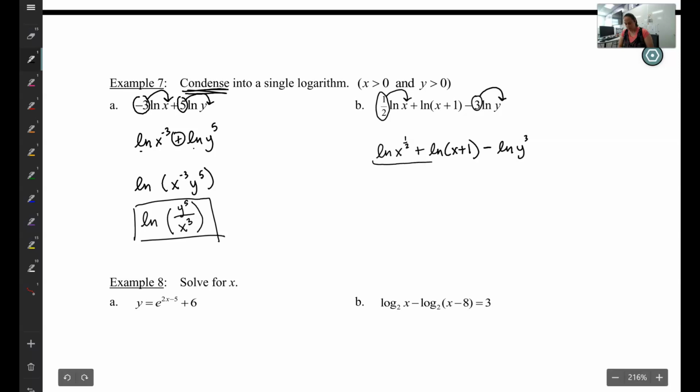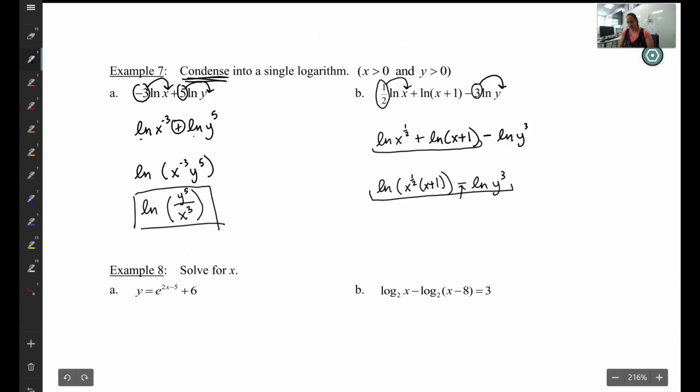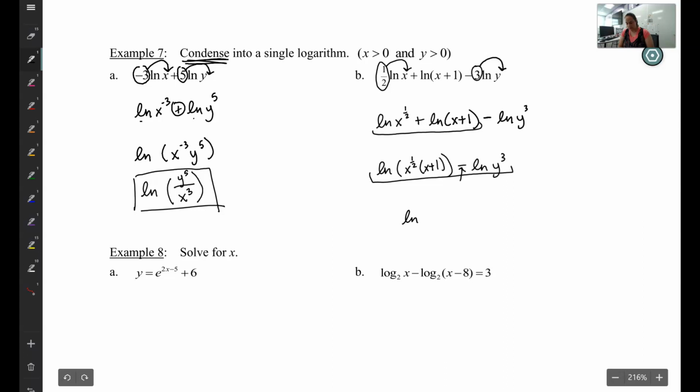So I'm first going to take these. This is two ln's with addition. So I can change that to multiplication. Multiply those two together. And then I have two ln's with subtraction. That uses this second rule. I can turn that subtraction into division. So I have x to the 1/2 times x plus 1 all over y cubed. Let me check my answer key. Yep. It's condensed to one logarithm.